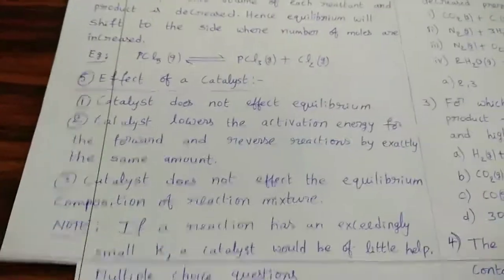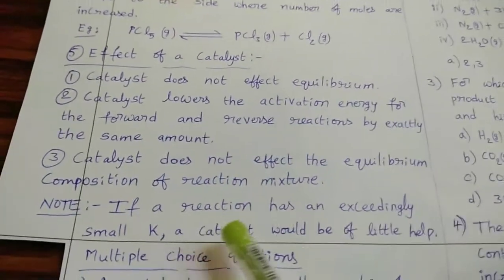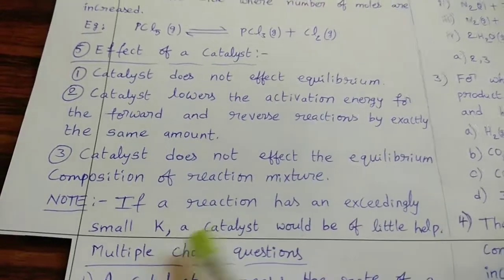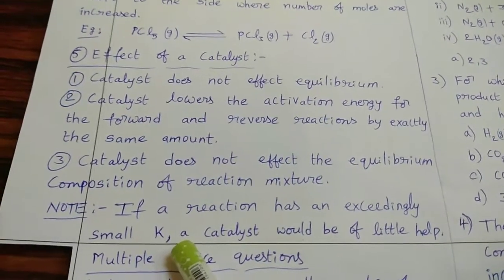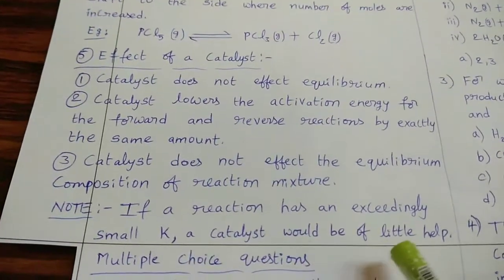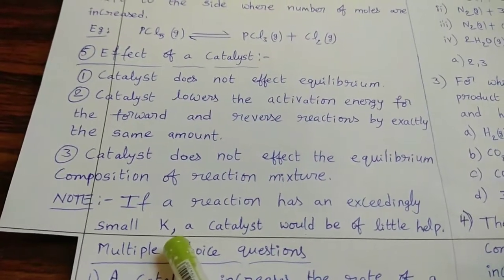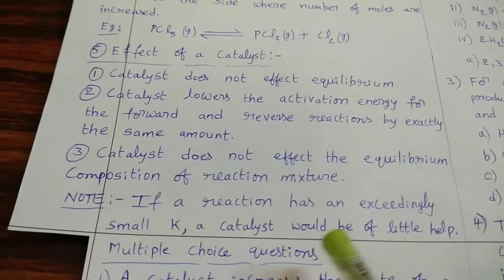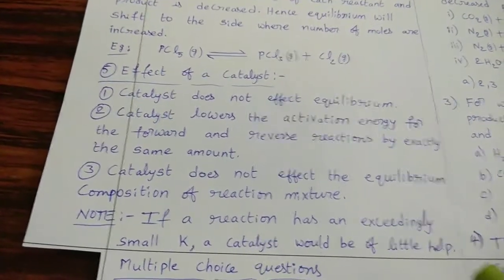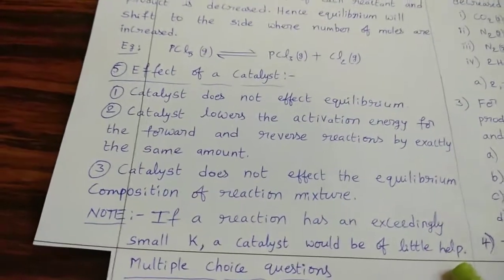Next, see this small point. If a reaction has an exceedingly small K value, K means equilibrium constant, a catalyst would be of little help. For a particular reaction, equilibrium constant value is very small, then catalyst can catalyze that reaction to small extent.